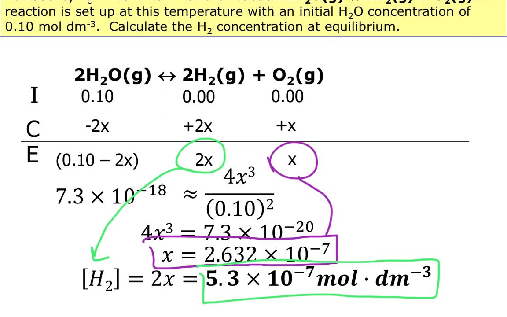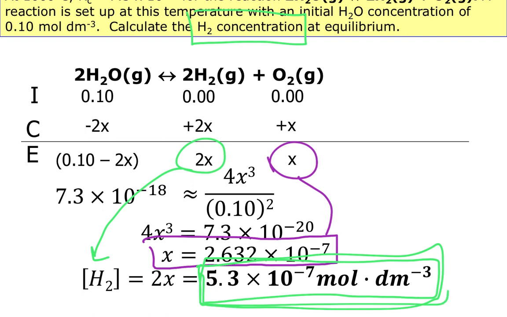So the concentration of oxygen at equilibrium would be the 2.63 times 10 to the negative 7th, and the concentration of hydrogen at equilibrium would be double that, so 5.3 times 10 to the negative 7th. The question specifically asked for the hydrogen concentration, so our answer is this 5.3 times 10 to the negative 7th, and the units would be molarity or moles per decimeter cubed.